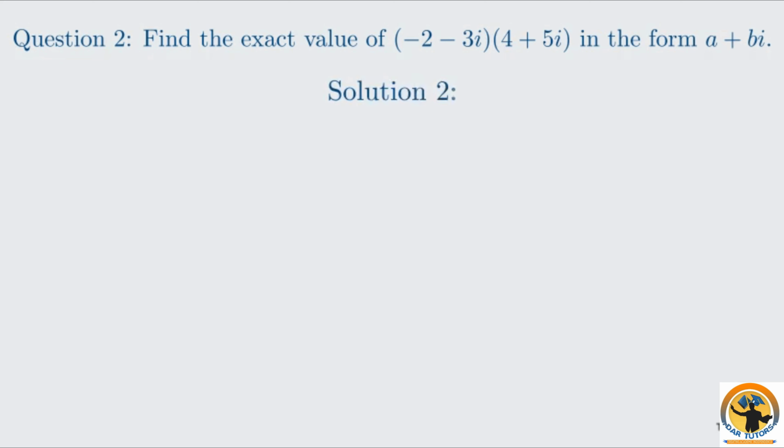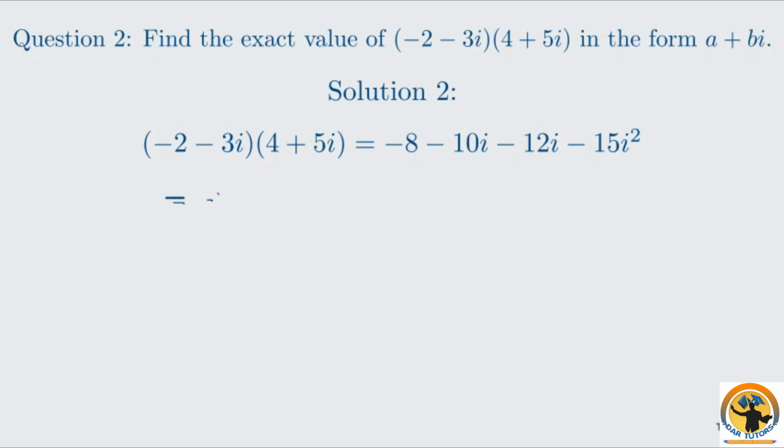We expand the product using the distributive property, also known as FOIL. Negative 2 times 4 is negative 8. Negative 2 times 5i is negative 10i. Negative 3i times 4 is negative 12i, and negative 3i times 5i is negative 15i squared. Now we simplify. We combine the imaginary terms, negative 10i and negative 12i, to get negative 22i.